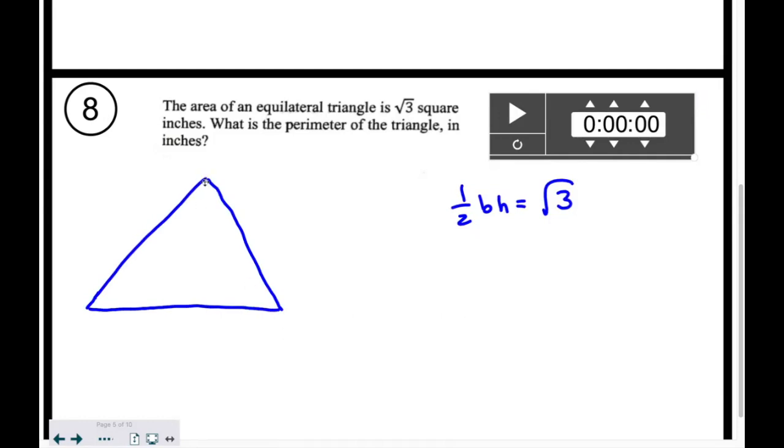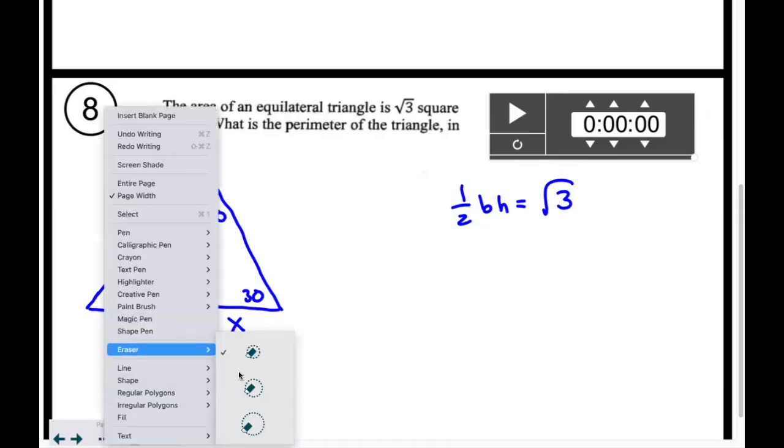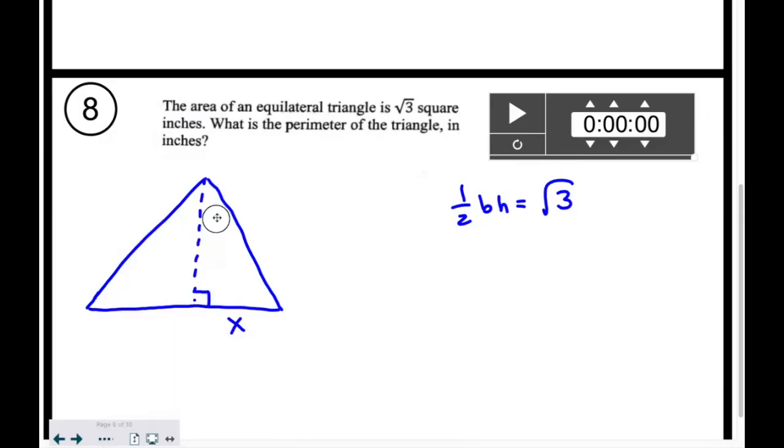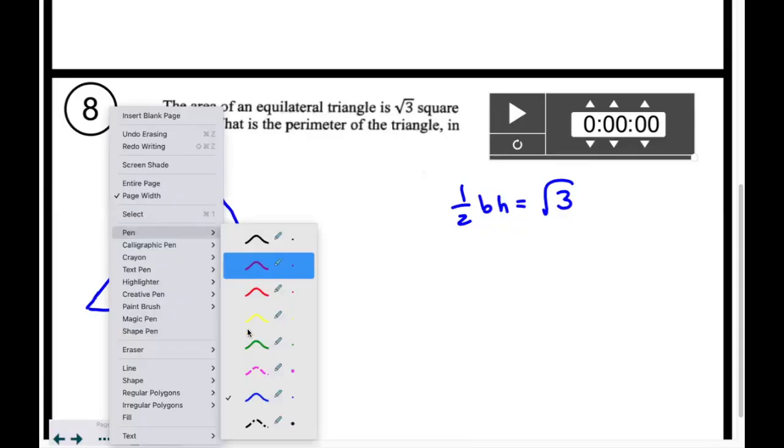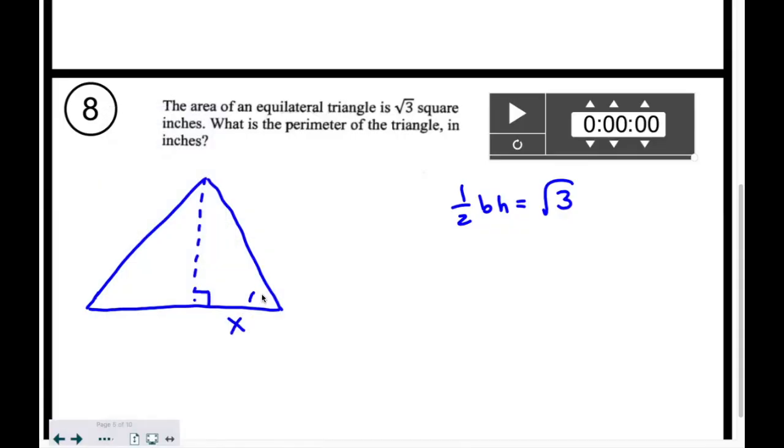Again, I didn't draw this very well, but if you drop an altitude down, this is going to be a 30, 60, 90. So just label it exactly as you would see it on the reference sheet. I don't know why I wrote it like that. I guess because of that last problem, but it's really this is 60 and this is 30. And that is super important because the side opposite the 30 is the x, the side opposite the 60 is the x root 3, and the hypotenuse is 2x.